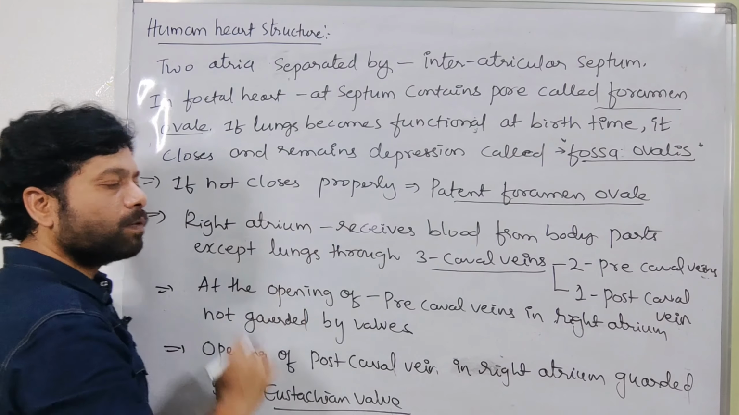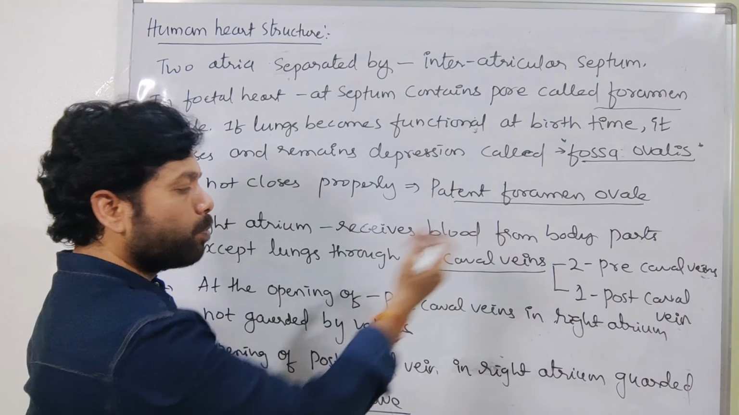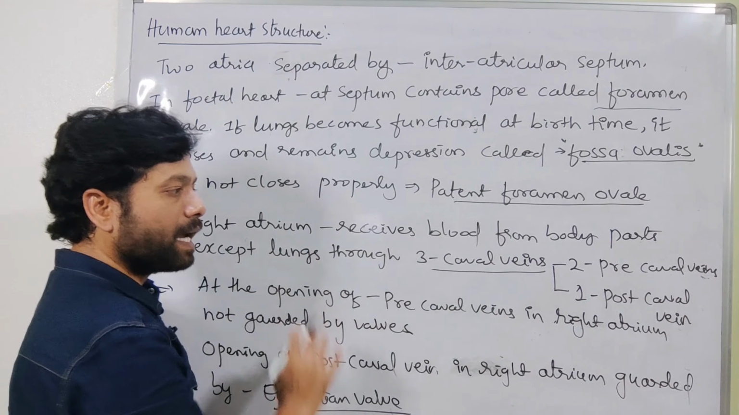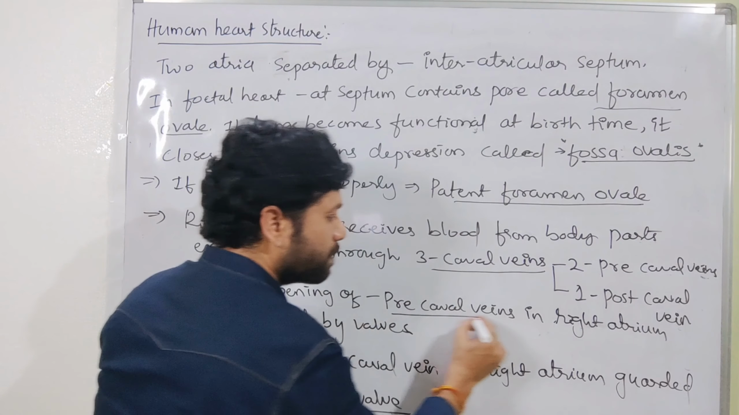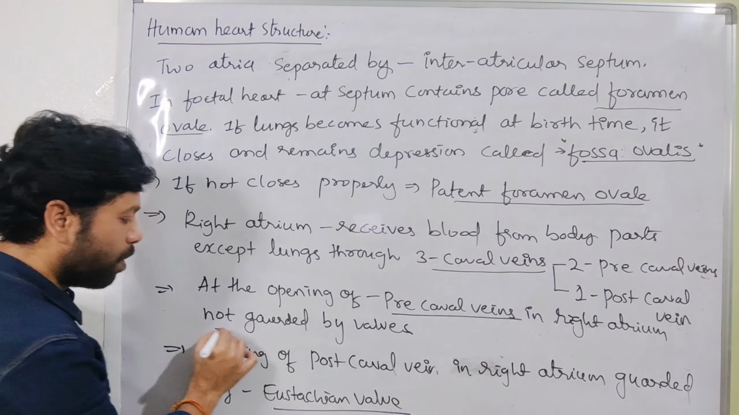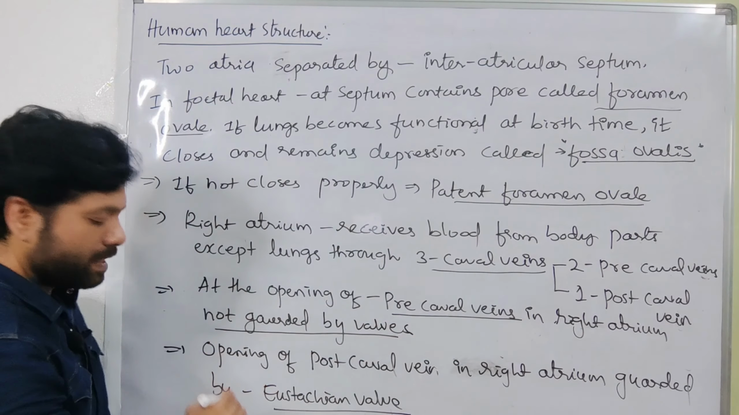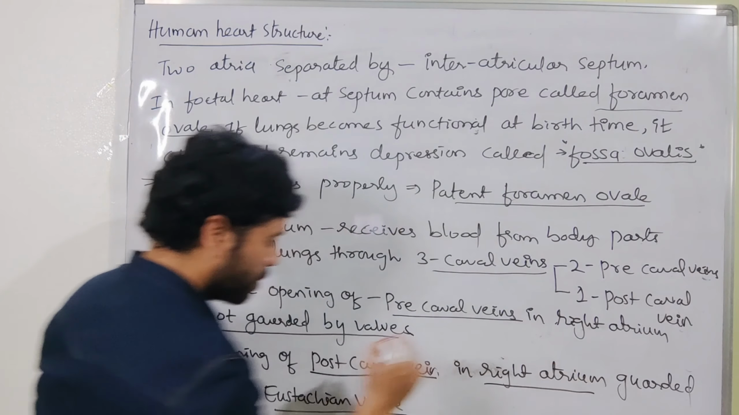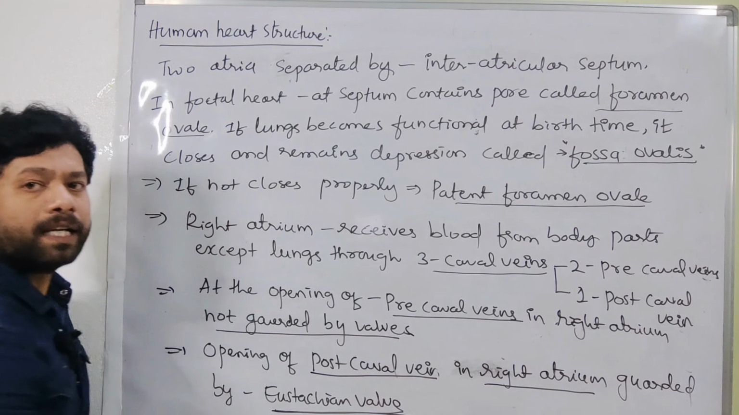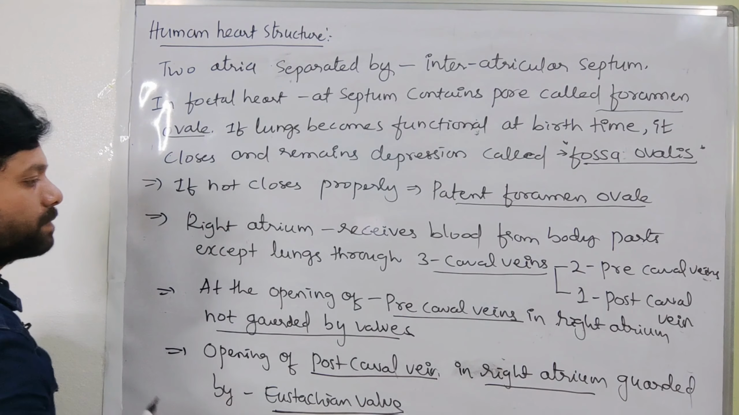So the right atrium receives blood from the body parts except the lungs, through three caval veins: two precaval and one postcaval. At the opening of the precaval veins in the right atrium, there are no valves, and at the opening of the postcaval vein in the right atrium, it is guarded by the Eustachian valve.